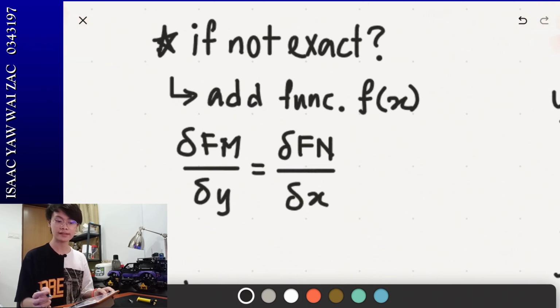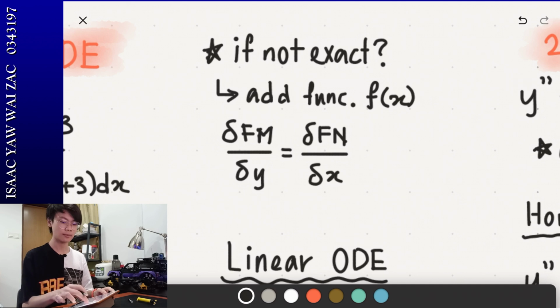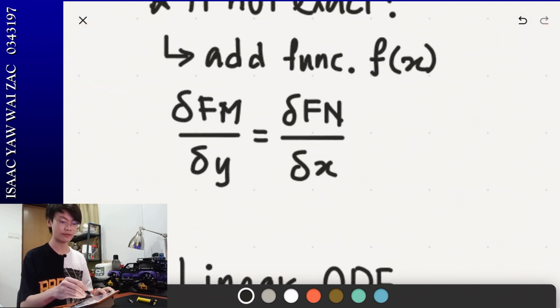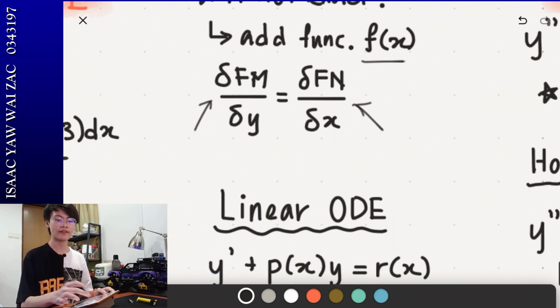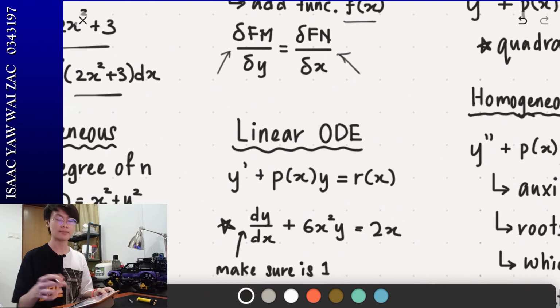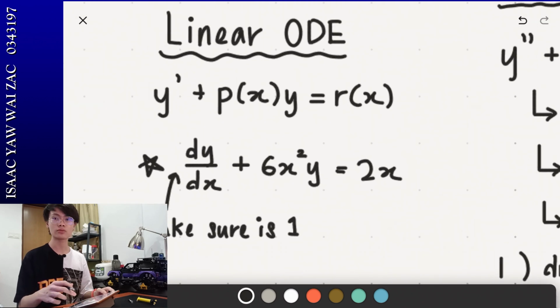And then if it's not exact, we can make it exact by introducing functions like this, f(x), so that we can extract the f(x) from there later on to multiply the value of f(x) back into the equation to make it exact.